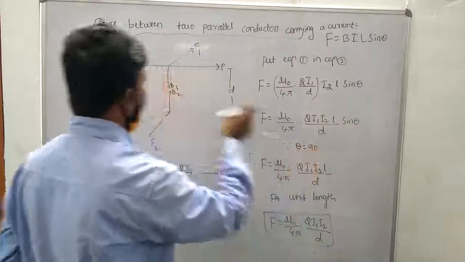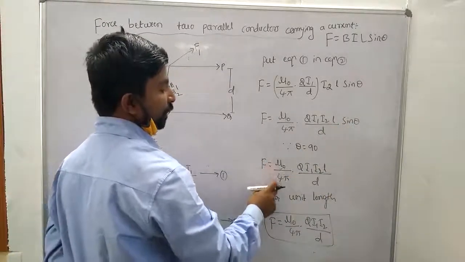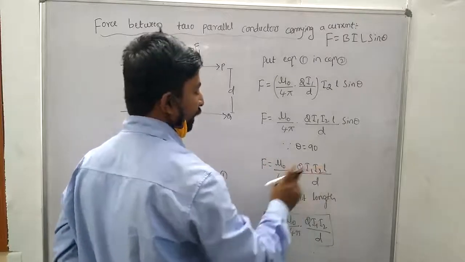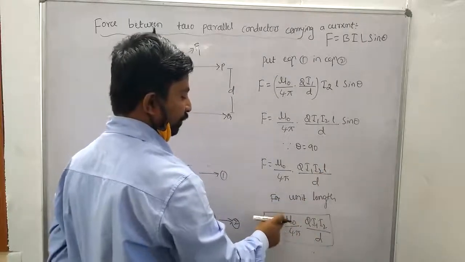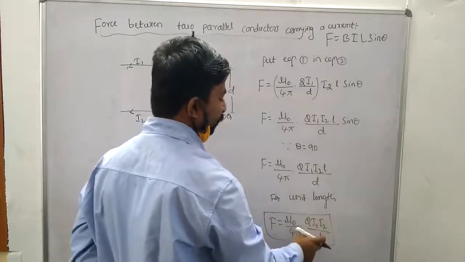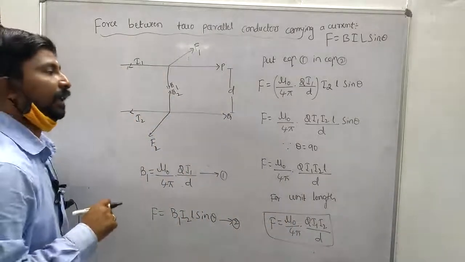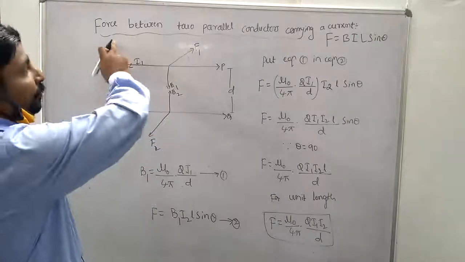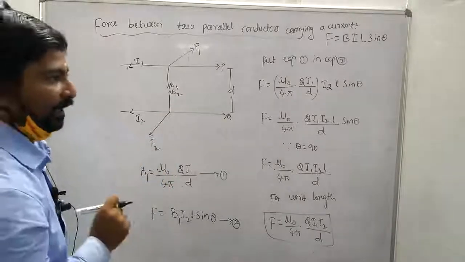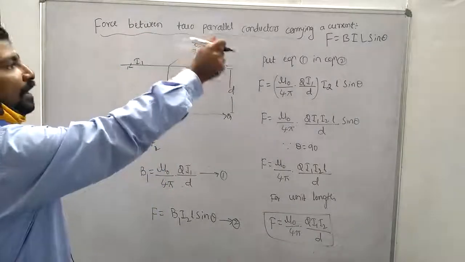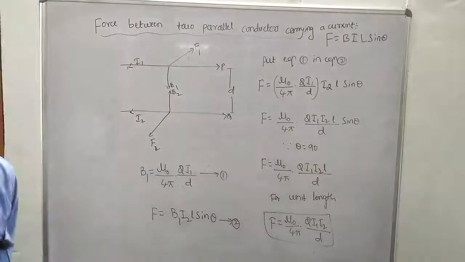If theta is equal to 90 degree, what is sin 90? Sin 90 is equal to 1. Then F is equal to mu naught by 4 pi 2 I1 I2 L by d. For unit length, L is equal to 1. So finally F is equal to mu naught by 4 pi 2 I1 I2 by d. So this is the derivation of an expression for force between two parallel conductors carrying a current. Once again, if the force between two parallel conductors carrying a current in the same direction, it will be attraction. If the current is in opposite direction, it will be repulsion. Thank you. Next class, I will continue.